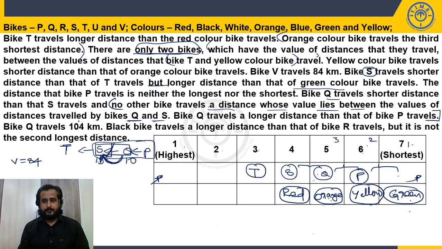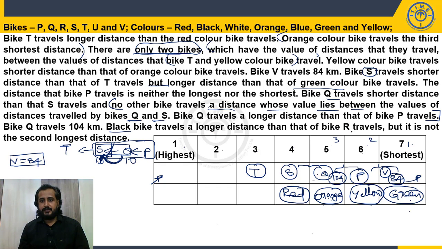V traveled 84. Okay, we have won this information. V traveled 84. And next, it is given Q traveled 104. So when Q traveled 104, V traveled 84. Q will definitely have traveled more distance than V. So here V will come, and it is 84. Clear? Next.